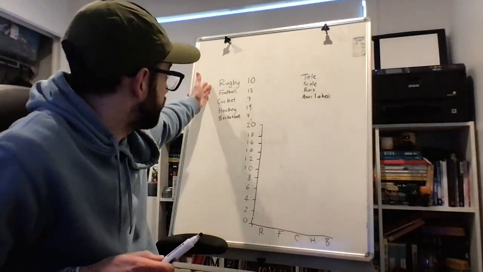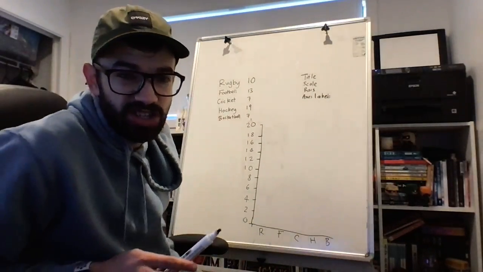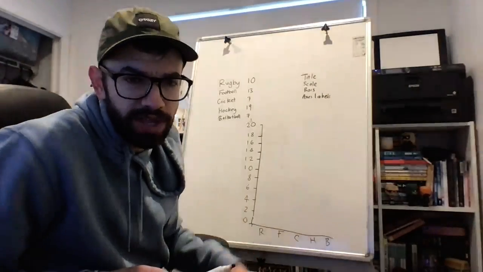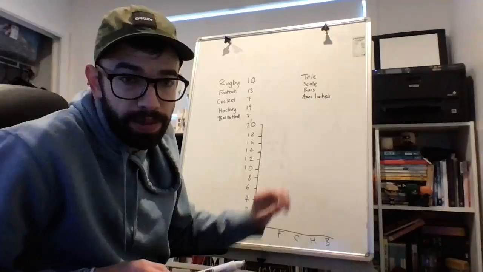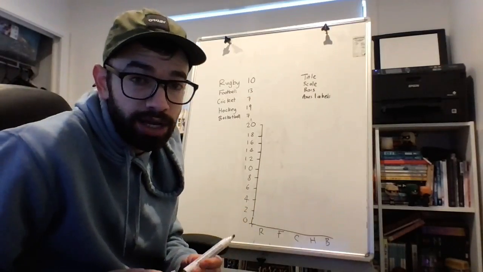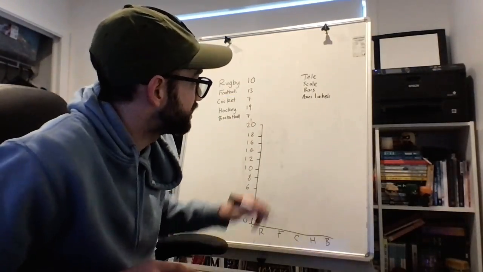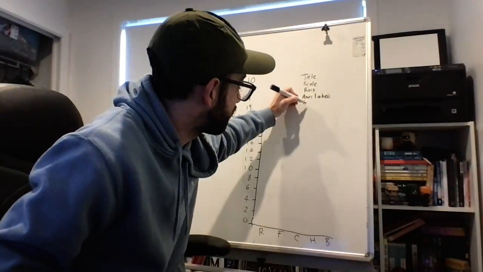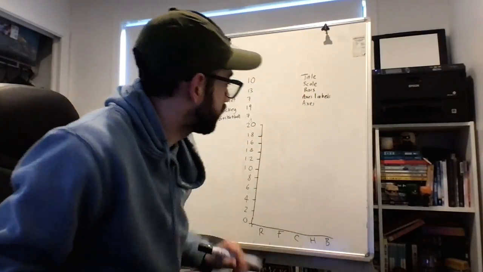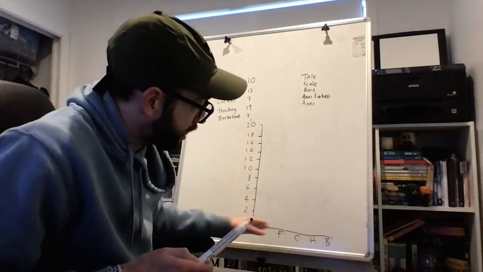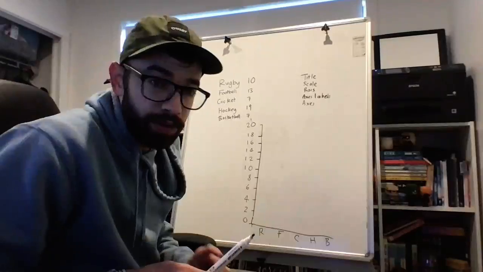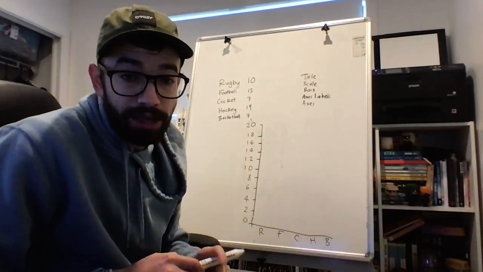So as you can see, I've put some random information up there. These are just the different sports that people in a random class will play, and we'll worry about that later when we get to the title. Here we have the things we need. So we need a title, scale, bars, axes labels, and axes themselves. Okay, and here are my axes, and I've already put some of the information on it.